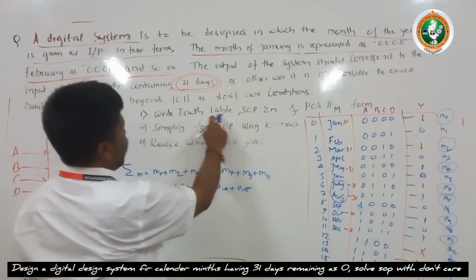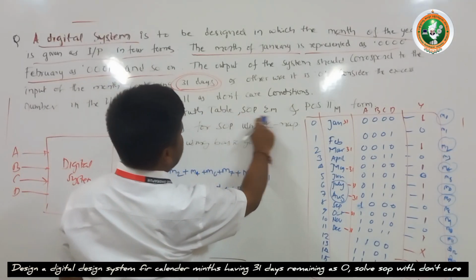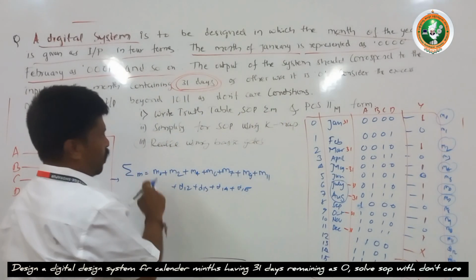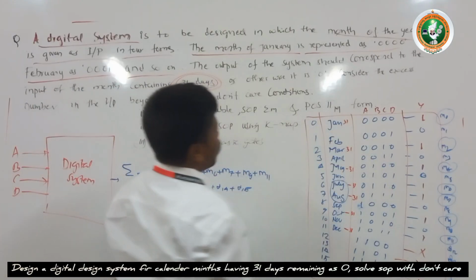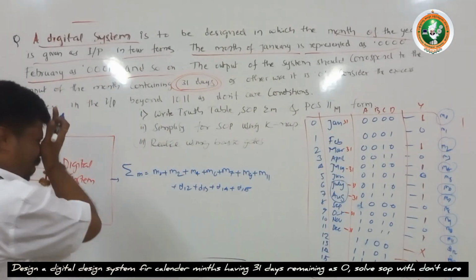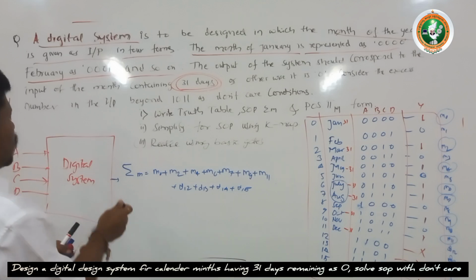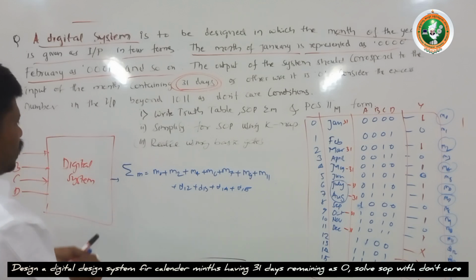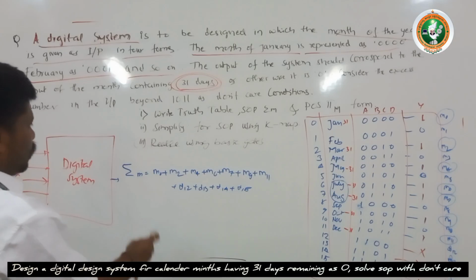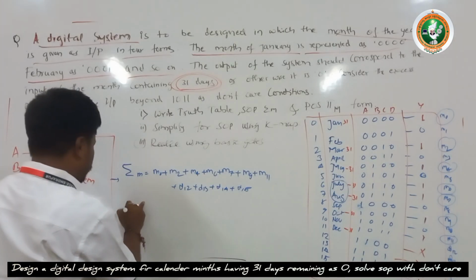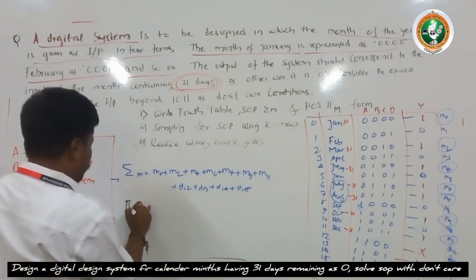The question asks to write the truth table, and next the SOP form. Okay, the SOP form I have written here. Next, the POS form I need to write. While writing the POS form, I have to write only the missing terms, whatever the terms missing in the SOP, those are to be written in the POS. This is the POS, pi of caps M.